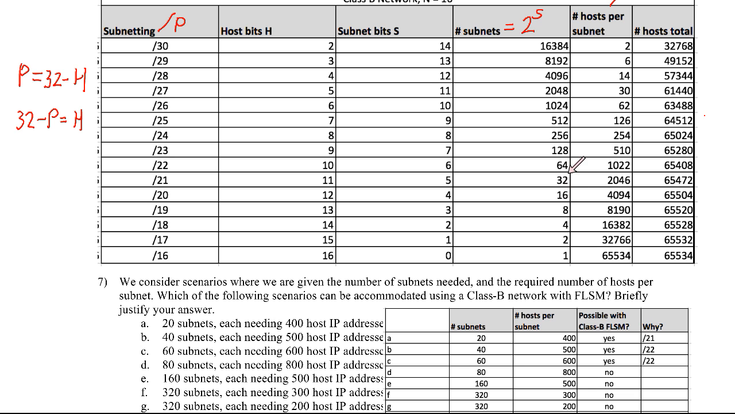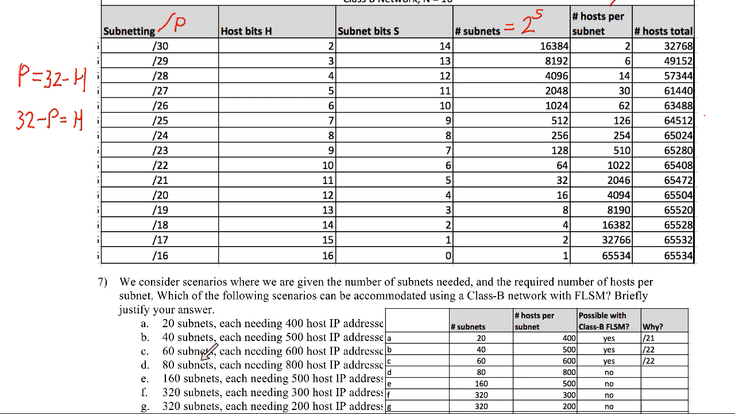With the /21 we have 32 subnets, and we get 2,000 hosts each. Plenty for the 400 we need. So 20 and 400 is a yes, and we're going to use a /21, which gives us 32 subnets. Here I'm going to give you the smallest slash number. So A is a yes. 40 with 500: for 40 I got to run up to a /22, but then I've got 1,022, plenty for the 500. Yes, /22 works there. 60 for 600 is still a /22. 600 still fits, and that's another yes.